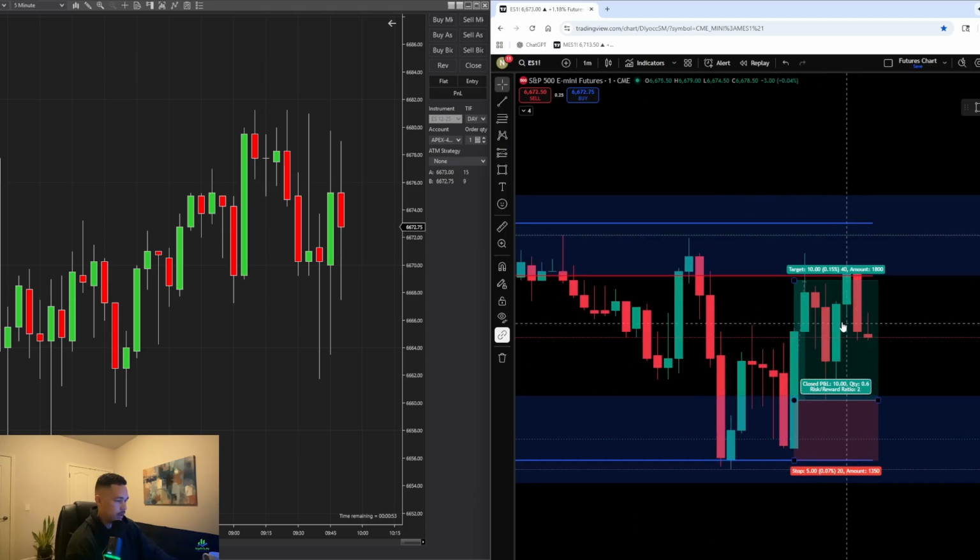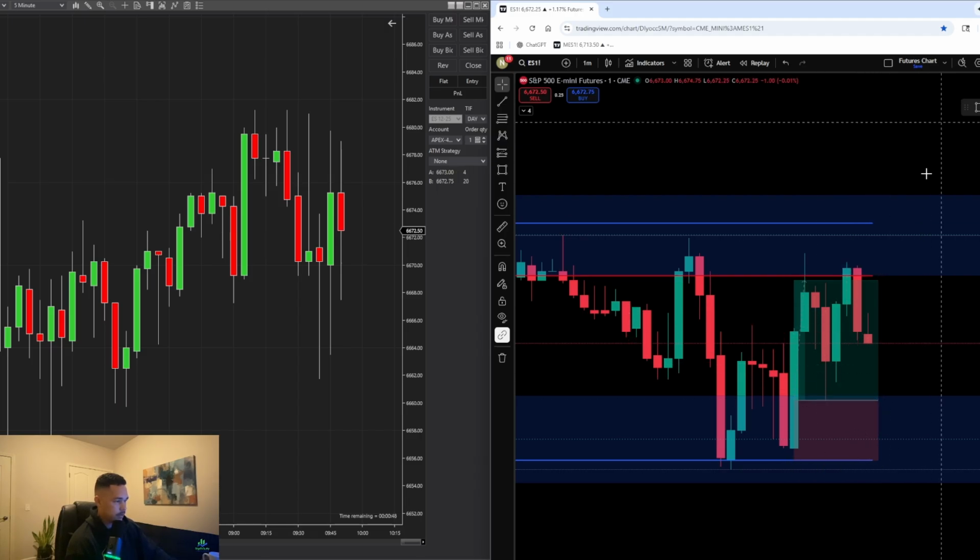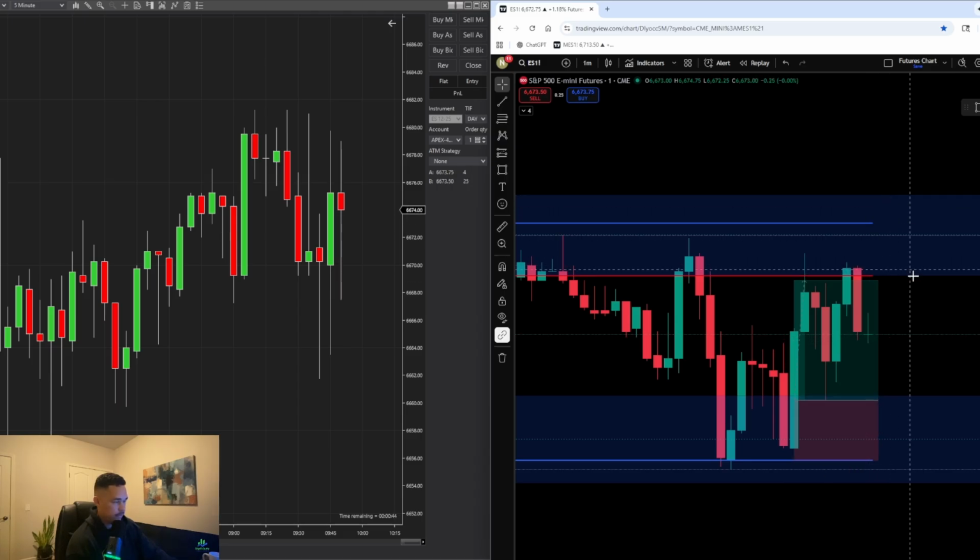I could see it might consolidate a little bit, but I could see a bounce, especially as it trades through the 66.84 to 67, 66.78 area.